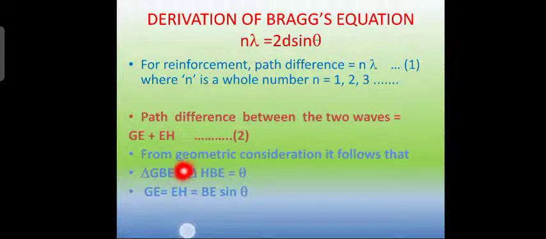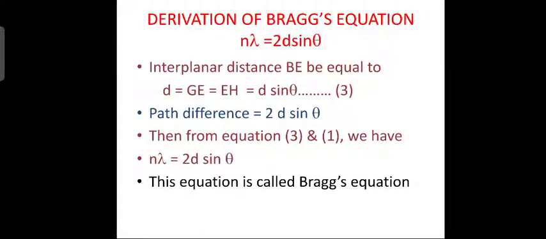And BG and EH are equal to B sin theta. If you take the sin theta, you will get BG equal to EH equal to B sin theta. Now, how to derive it? The interplanar distance PE is equal to, what is the interplanar distance? d, right? The parallel planes are lying at a distance small d. So BG is equal to EH is equal to d sin theta. Let this be equation 3.